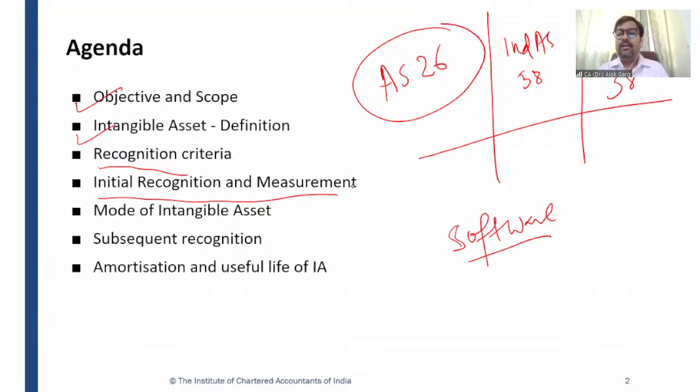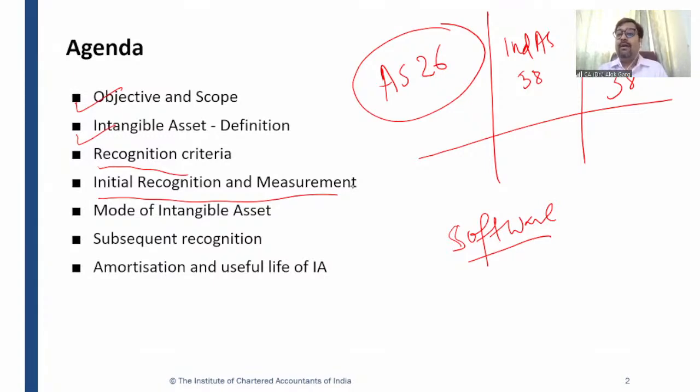Fourth could be internally generated intangible assets. For example, pharma companies. Just 2 years ago, a lot of pharma companies were busy inventing the COVID vaccine. They have done a huge amount of research and development. Internally they were spending, and once their formula becomes a success, it becomes a hit, the formula will be patented and it will become an intangible asset. So this is an internally generated intangible asset.